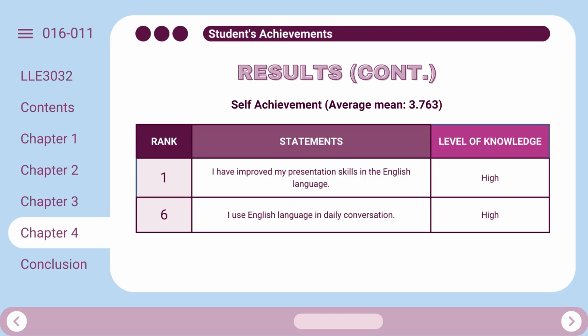For self-achievement, the average mean is 3.763, which means all respondents achieve a high level of knowledge for the online course. The statement with the highest mean score is statement 5, where respondents considered they had improved their presentation skill in the English language. However, the lowest score is statement 1, which indicates that the respondents seldom use English in daily conversation.